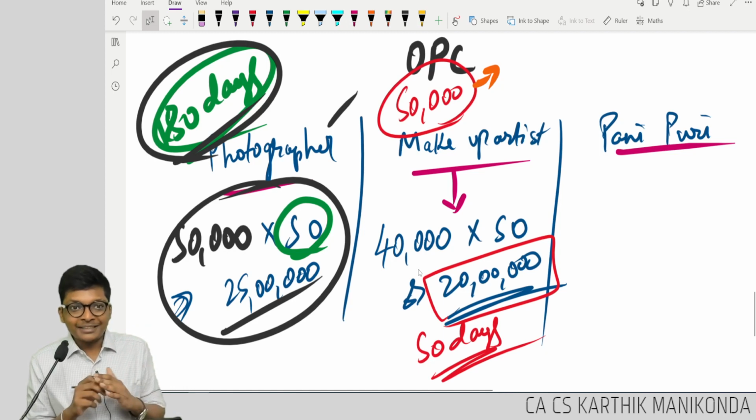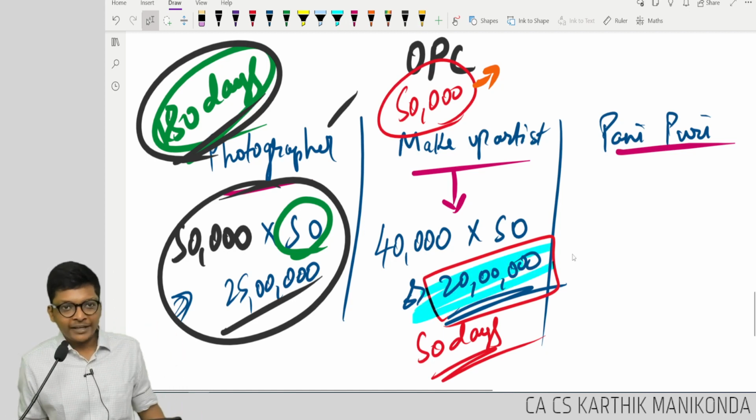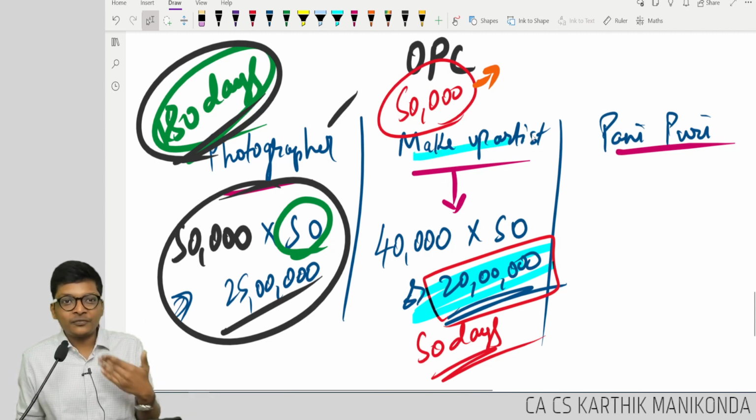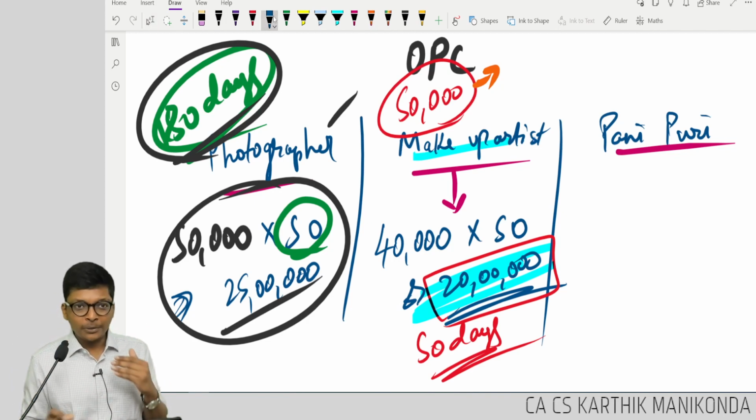So for them, no other work, no editing. So 20 lakhs by just working 50 days in a year. Fine. Okay. Of course, they have skill, guys. You have to learn a lot of things. I mean, to do the makeup, it's not that easy. You have to be extremely good.